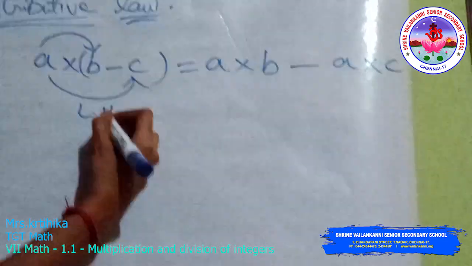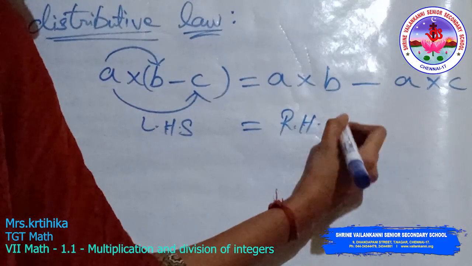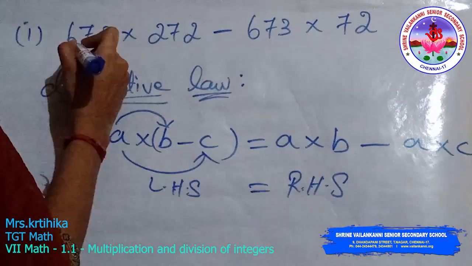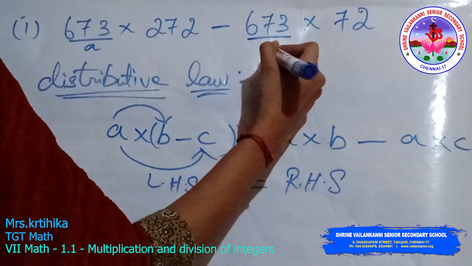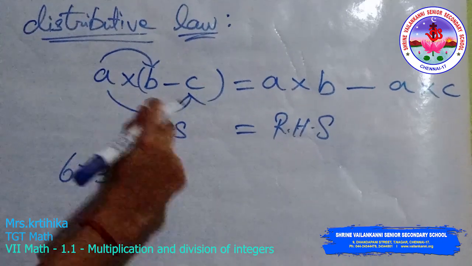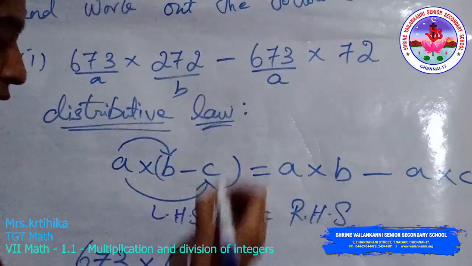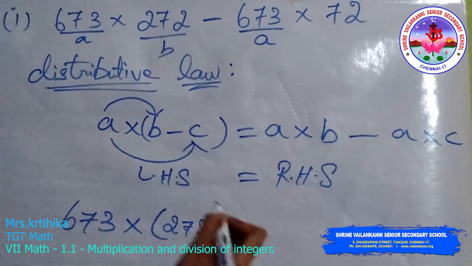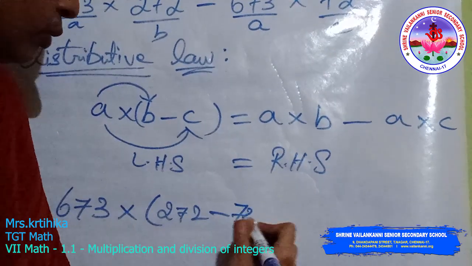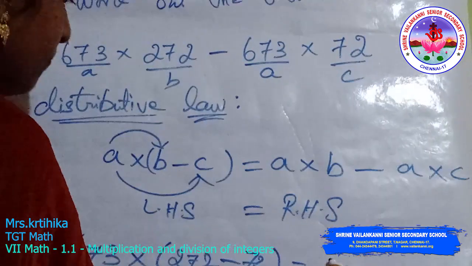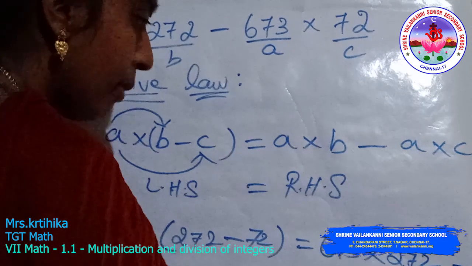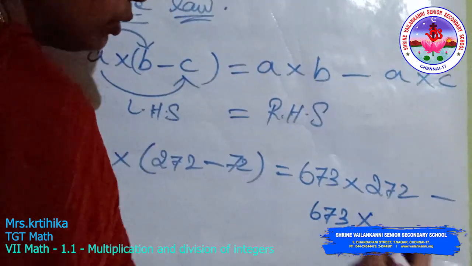This is LHS is equal to RHS. The question will be in the form of RHS format. 673 is a value. Here also 673 is a value. 673 into b value is 272, minus c value is 72, is equal to 673 into 272 minus 673 into 72.